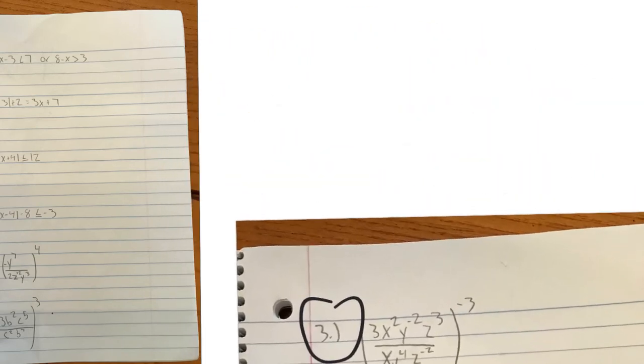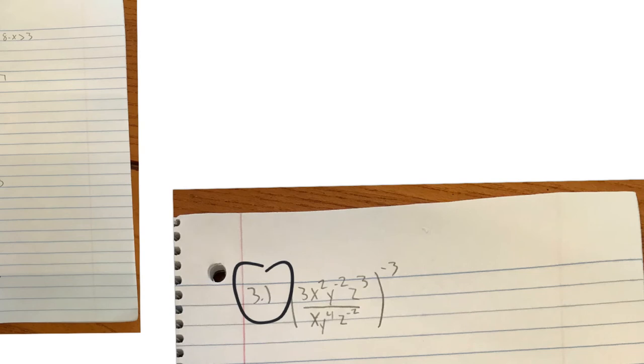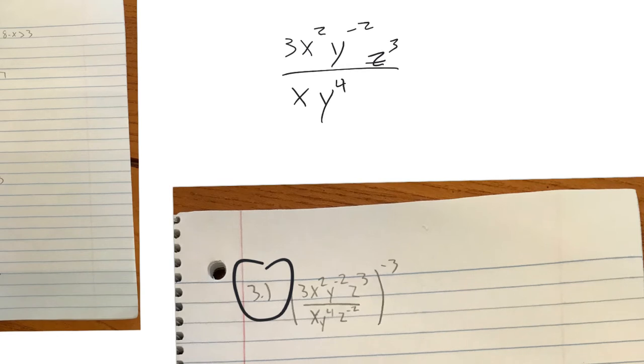Moving on to this guy. All right, I'm just going to rewrite that one. This one looks terrible. So we have 3x to the positive 2 times y to the negative 2 times z to the 3rd all over x times y to the 4th, z to the negative 2. Everything's being raised to the negative 3.